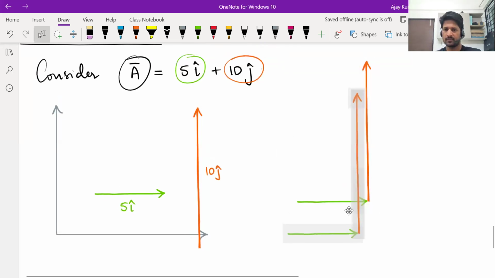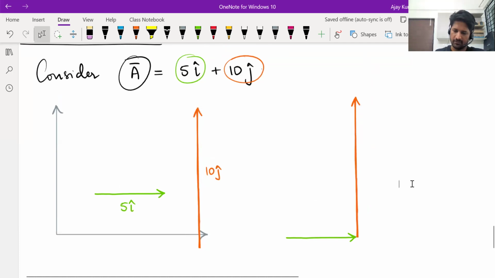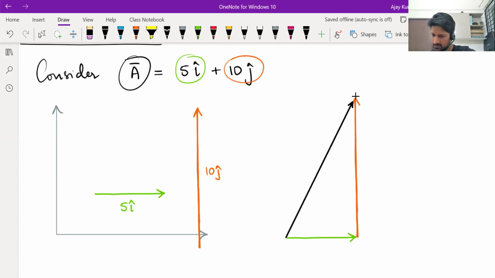So the green one is 5 i cap, the orange one is 10 j cap. The given vector A is the sum of these two. So now we have to draw their resultant, and that's simple. Just connect the free tail to the free head. So this is the arrow that was represented mathematically using 5 i cap plus 10 j cap. Is this clear to all of you? Any questions in this?